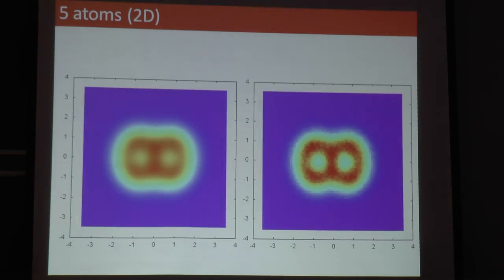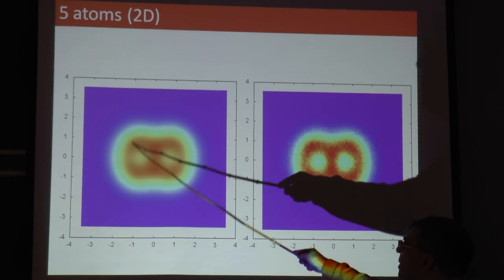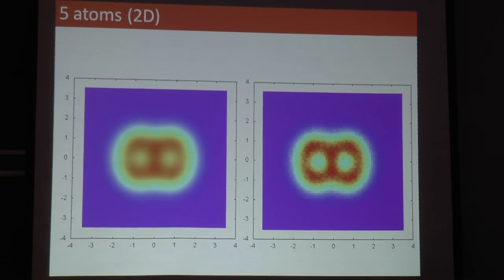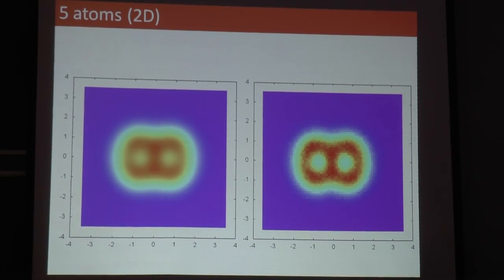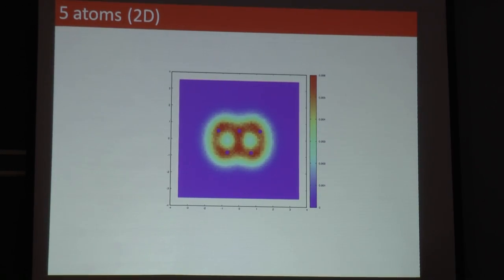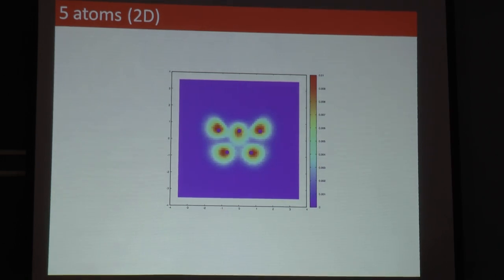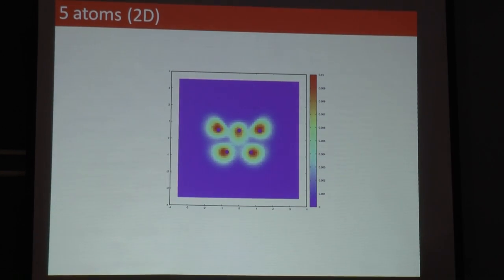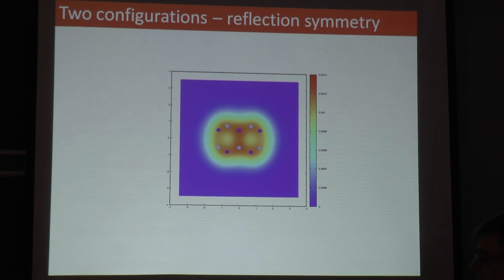And this is five atoms. Five atoms are very, very strange. This is one particle density from the analytic formula that is generated by the Monte Carlo algorithm of Metropolis. And what are we looking for? We are looking for this geometry, and we do the rotations. It looks like this. Of course, there is another geometry which is reflected with respect to the x-axis.